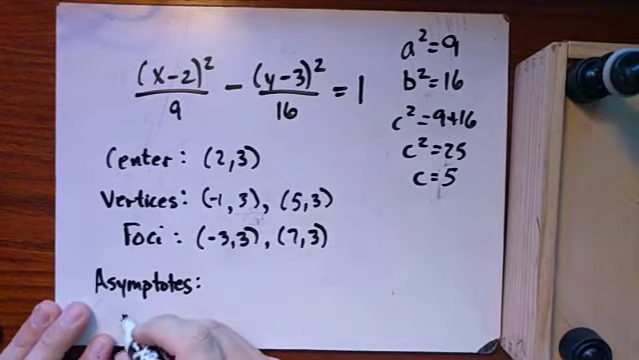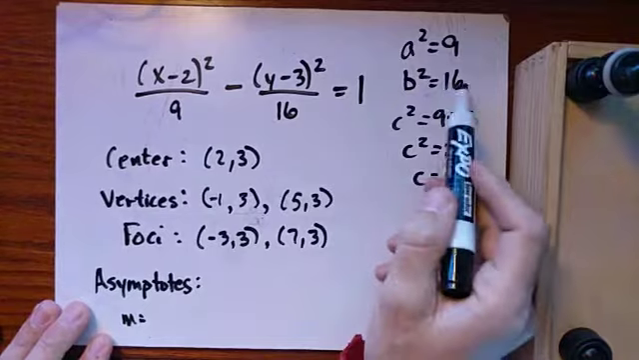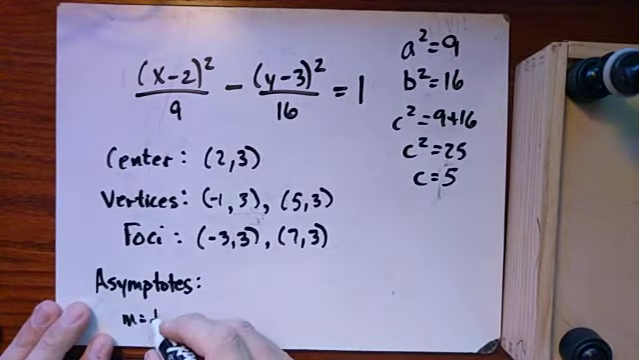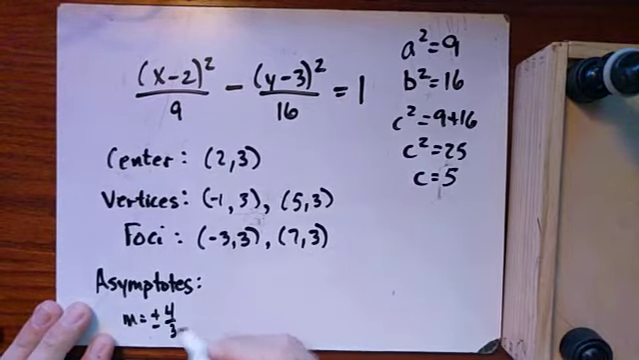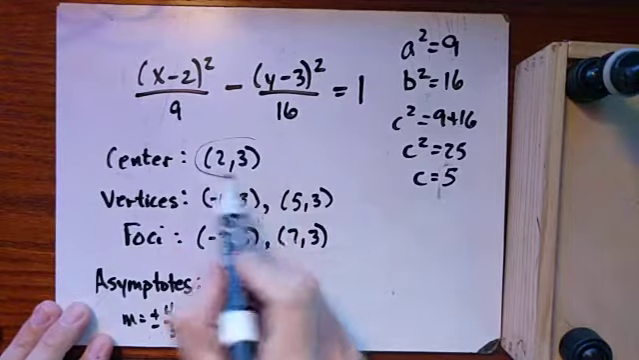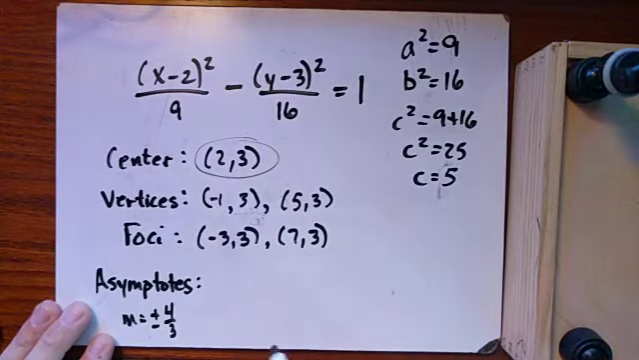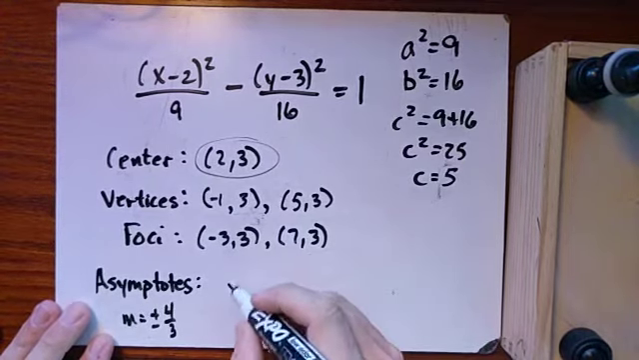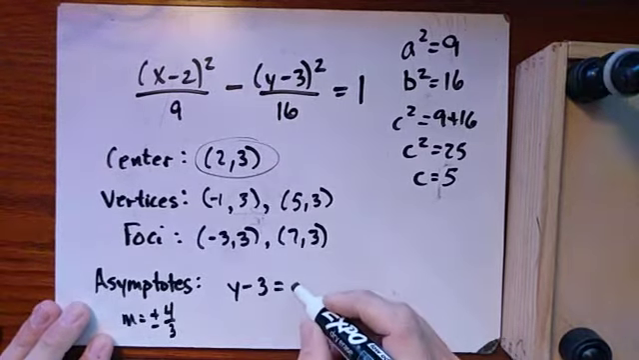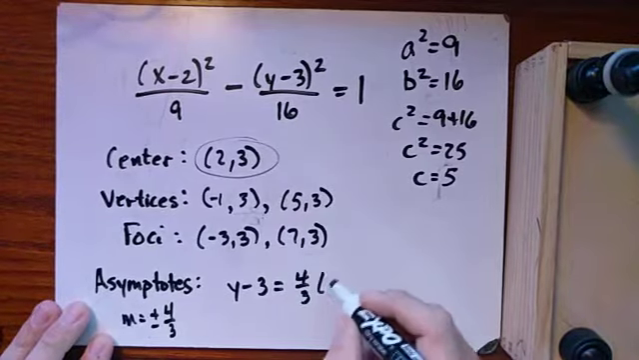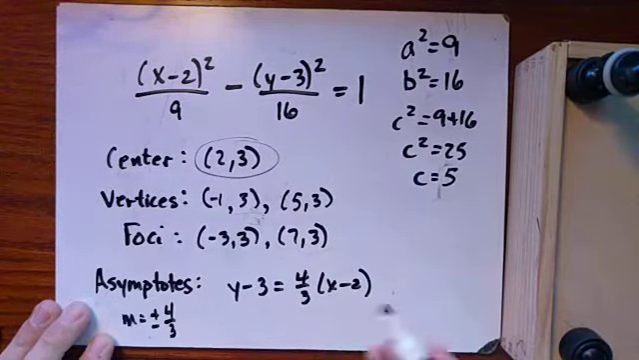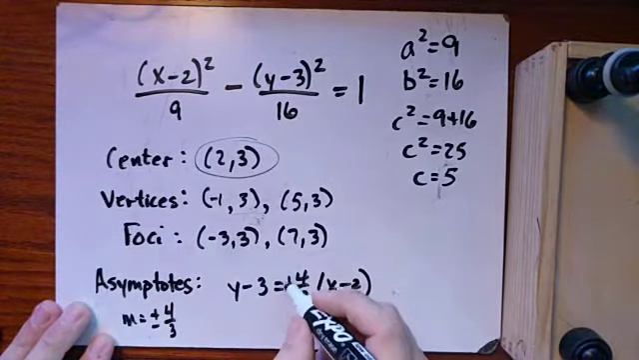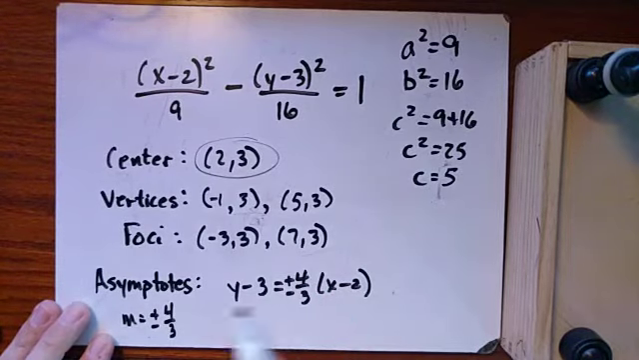Remember the asymptotes, the slopes are b over a. b is 4 and a is 3. So the slopes are plus or minus 4/3. And both asymptotes go through this center point. So for one asymptote, you do like point slope form, that would work. You could do y minus y1 equals the slope times x minus x1, and just leave it at that. But the slopes are both plus and minus. So there's 2 different asymptotes.